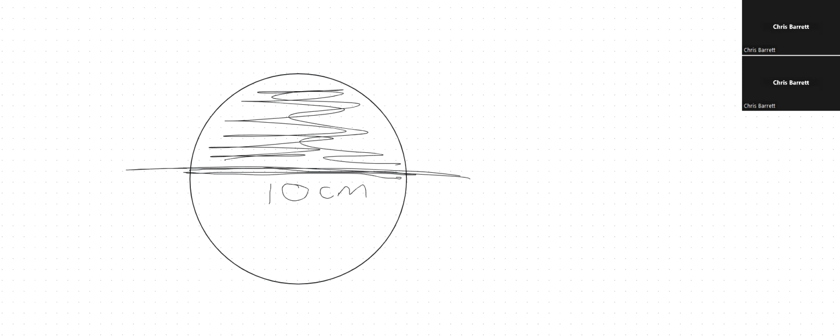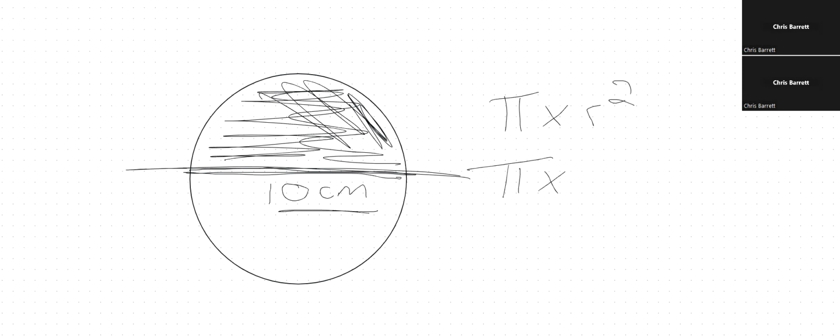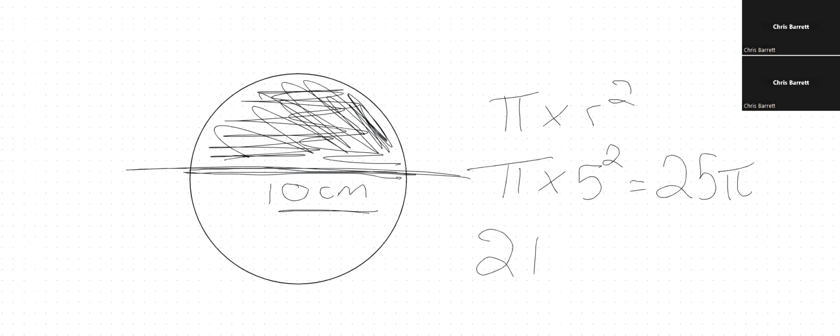I only want to know what this shaded area is, which is half of my circle, but I'm still going to go for pi multiplied by my radius squared because it's still area. Half of 10, because currently this is a diameter and I want a radius, is 5. So I've got pi multiplied by 5 squared, which gives me 5 multiplied by 5, which is 25 lots of pi. Because I only want half of that shape, I'm then going to take my 25 lots of pi and divide it by 2. Then that will give me my answer.